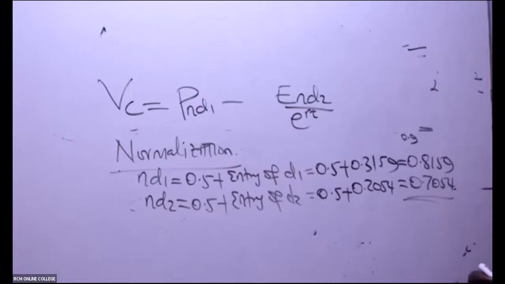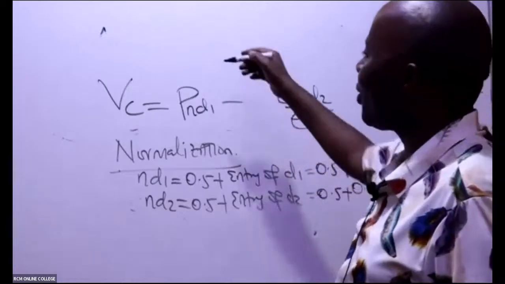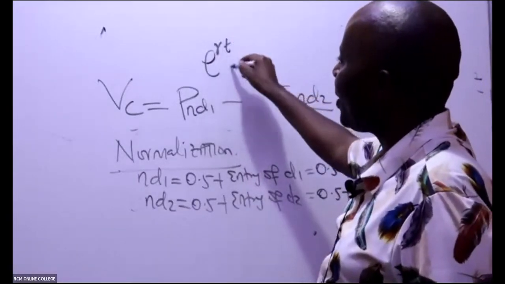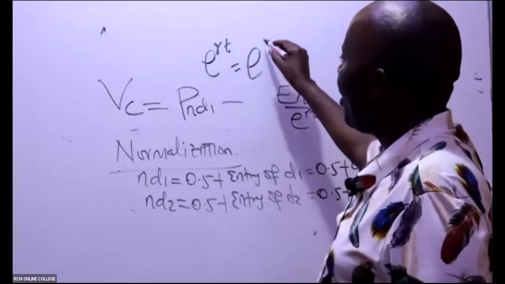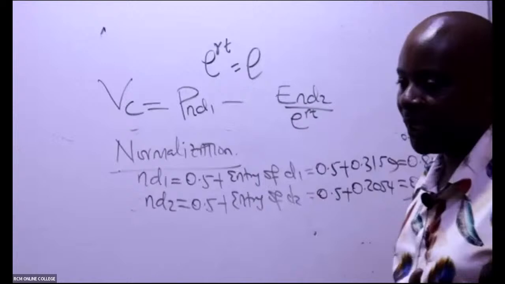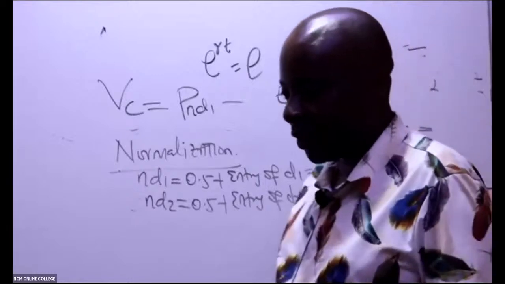Yeah, so the first thing you'll do is to give us E raised to RT. So then this will be E raised to our R. Do you remember our R? Our R is the risk-free rate. Is there somebody who is able to remind us what this R is?